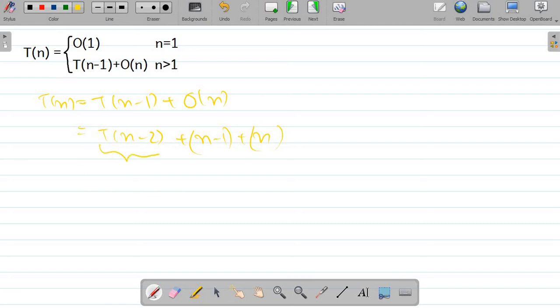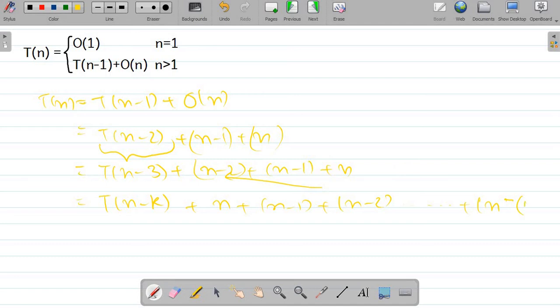Now if I substitute the value over here, I get T(n-3) plus n minus 2 plus n minus 1 plus n. Now see, after k steps, what will my equation look like? My equation will look like this: T(n-k) plus, I'm just writing it like this, plus n minus 1 plus n minus 2, and we are going to do it till n minus k minus 1.